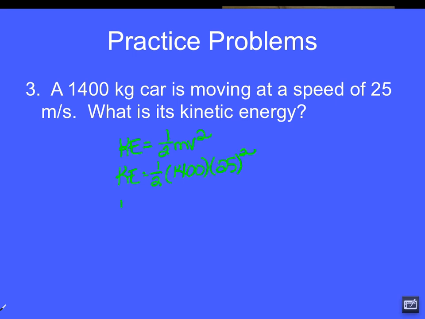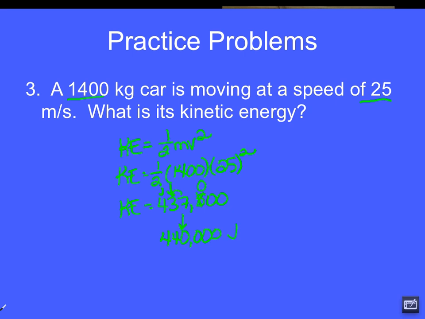All right, and when I get that answer on my calculator, I get 437,500. Now, 1,400 has 2 sig figs, and the 25 has 2 sig figs. But as this is written, this has 4 sig figs, so I do need to change the sig figs on my final answer. I know this is going to change to a 0, and the 7 is also going to change to a 0, but before that happens, it's going to round that 3 up to a 4. So my final answer would be 440,000 joules.